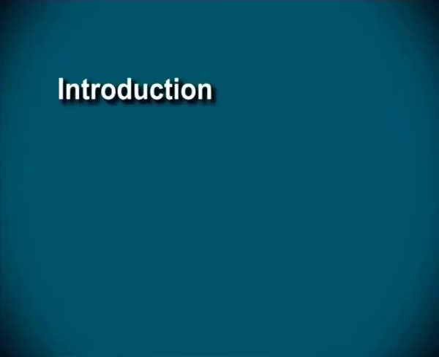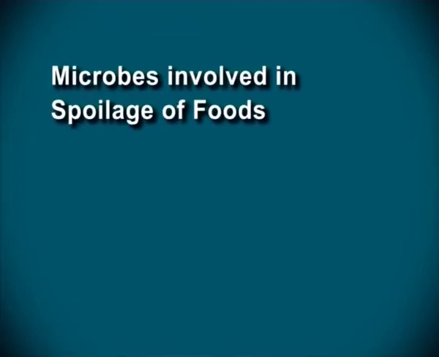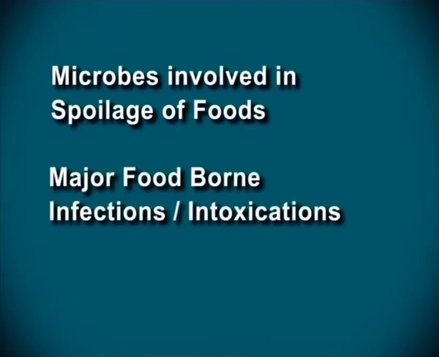Dear students, in this chapter on Introduction to Food Spoilage by Microorganisms, you will learn about how food gets spoiled and the important microbes involved in the spoilage of food. In this chapter, we deal with the following aspects: introduction, food spoilage and general principles underlying spoilage of food, microbes involved in spoilage of food, major foodborne infections or intoxications.